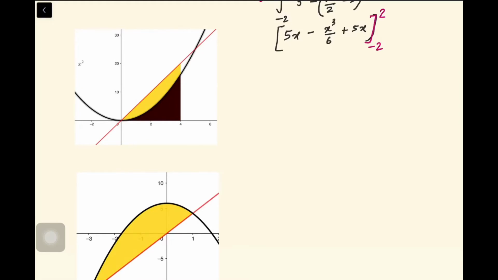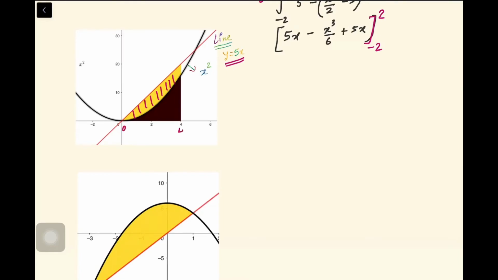Look at this example now. There's a brown area, and this brown area is under the parabola above the x-axis, and there's a line. Remember that the area under the line is yellow plus brown. Okay, I'm writing the equations. y equals 5x is the line and the parabola is x squared. So that's what we need, the yellow area only. So area under the line minus area under the curve.